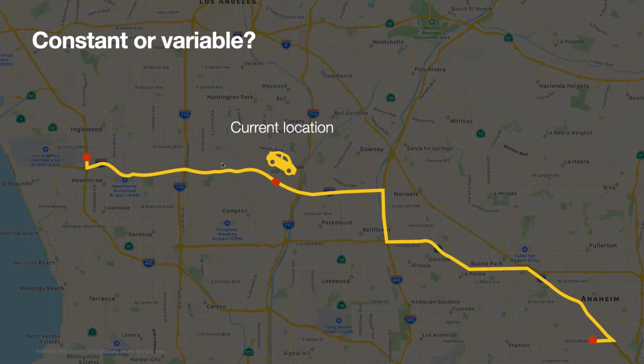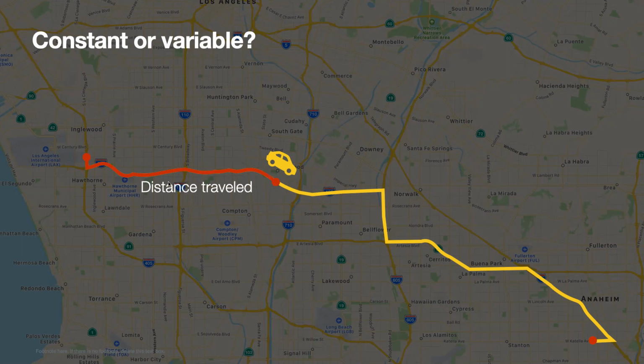How about the current location? Does the current location, as you travel on this trip, do you think it is going to be a constant or a variable? Obviously, this changes as you travel alongside the roads or on the roads. So that is a variable. How about the distance traveled?